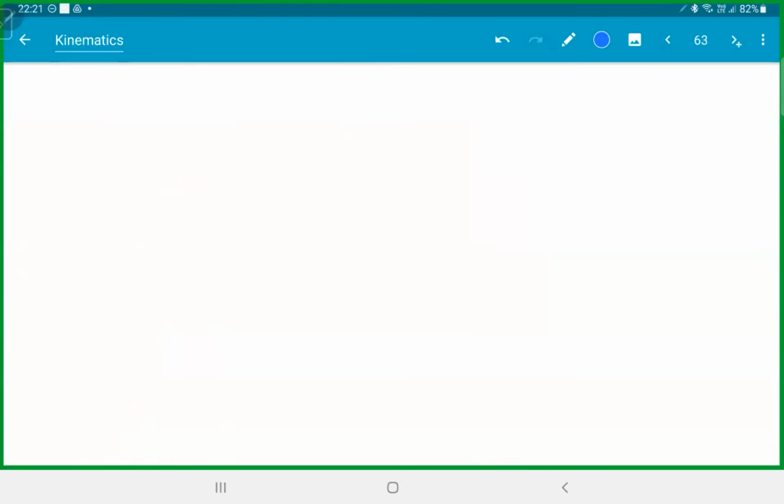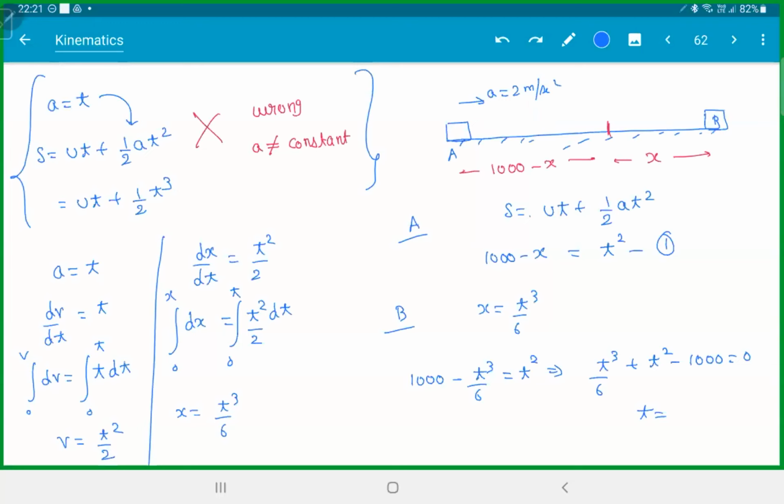Acceleration is changing every instant, na? When time is 0.1, what was the acceleration? 0.1. But in your example, you assumed how much? 1 meter per second square. That is wrong.